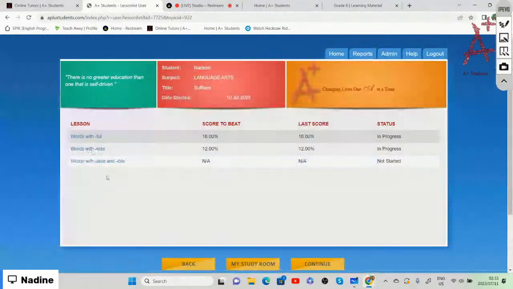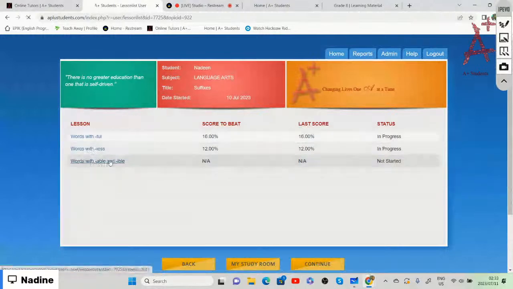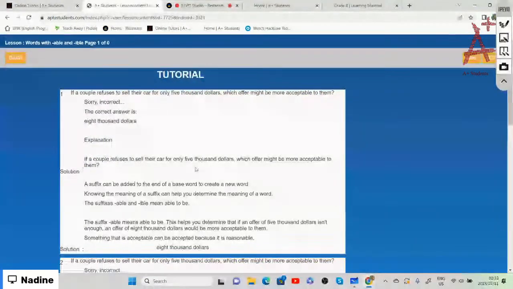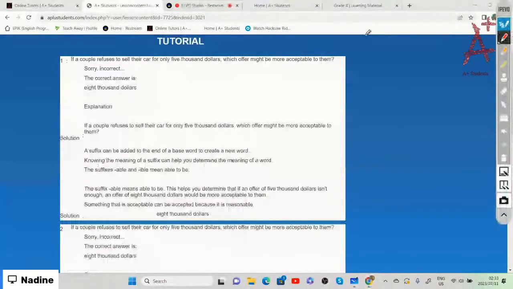So now going to the last one, which is words with able, right? And once again, a suffix can be added to the end of a base word to create a new word. And knowing the meaning of a suffix can help you determine the meaning of a word. So now we are doing the suffix able, and it means able to be. So it means able to, or able to be, right?